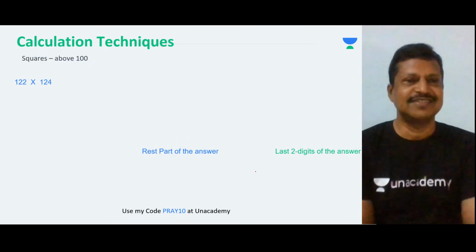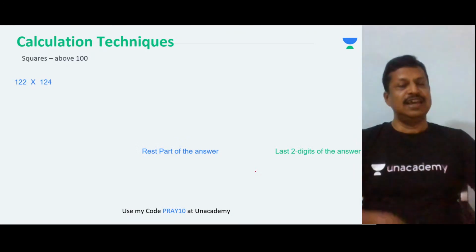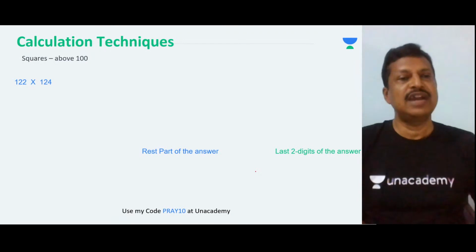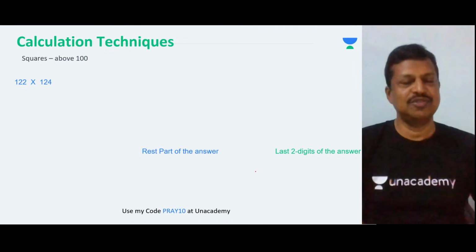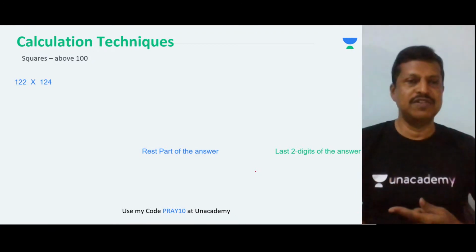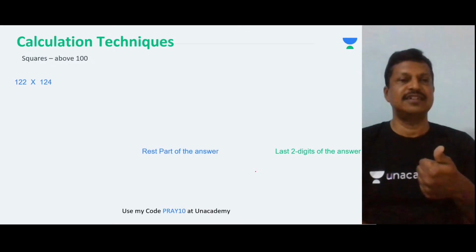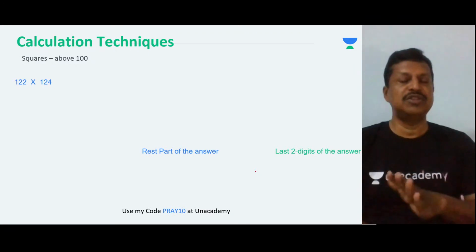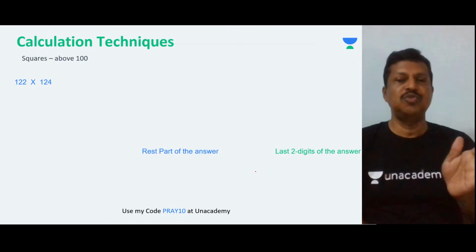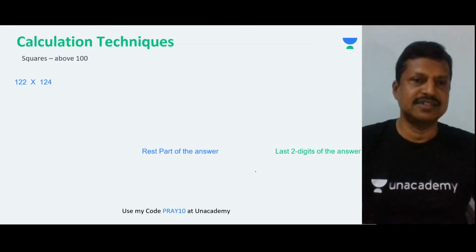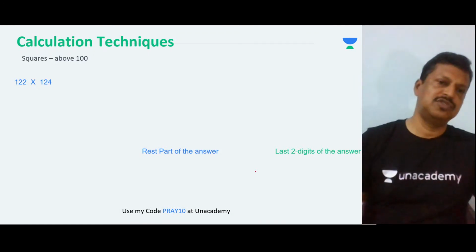Now come to this question. Now here, the deviations are 22 and 24. So 22 into 24 will be a three-digit number. So please remember, in this case, what will happen? The last two digits will be kept over there, and the digit at the hundredth place will be carried towards the rest of the part of the answer. All right. So please do it.